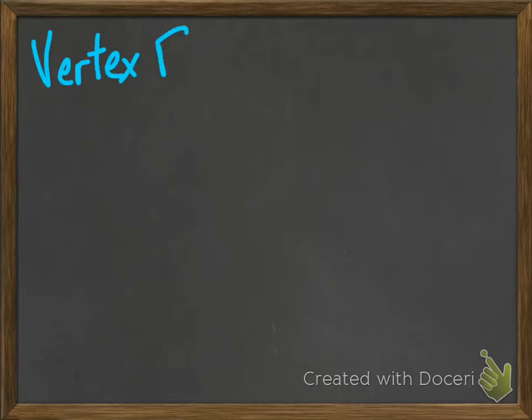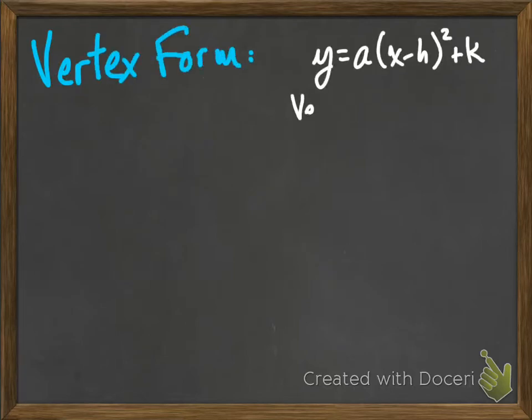Just to remind ourselves what vertex form does, it looks like this: y equals a times x minus h squared plus k. And what that equation gives us in terms of the graph is the coordinates of the vertex. Those numbers, the h and k numbers, are the x and y coordinates of the vertex right there in the equation. That's cool.